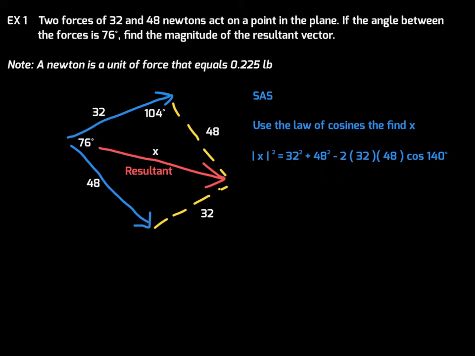Cool. Now all we have to do is, well, first of all, let's punch all this into the calculator and then take the square root of both sides. So punch all that in and then take the square root of both sides, and you'll find to the nearest Newton, to the nearest unit, that the length of the resultant vector is 64 newtons. Isn't that pretty cool? So this problem is done, and I just want to recap really quickly.